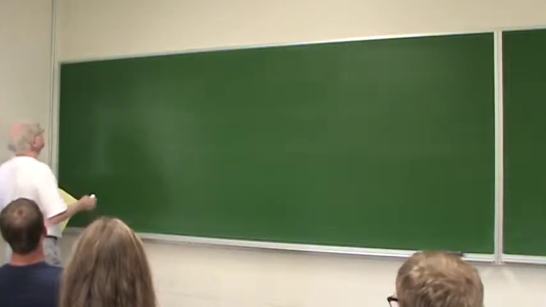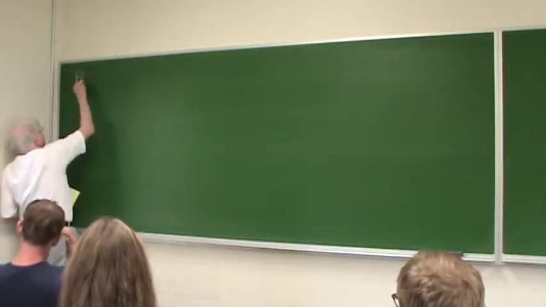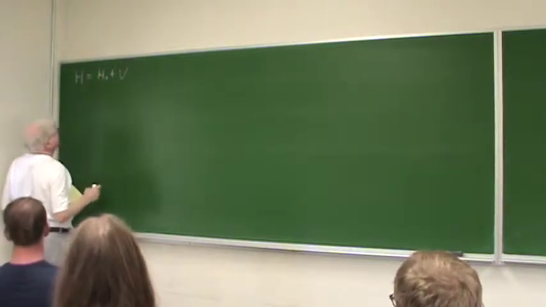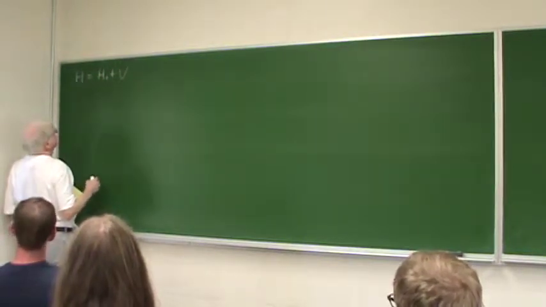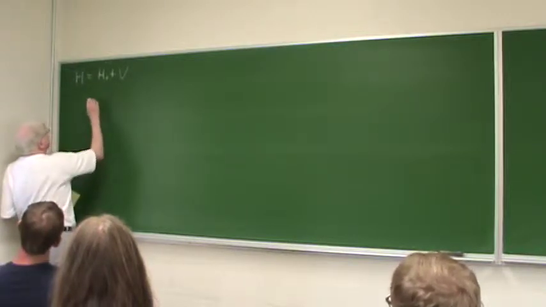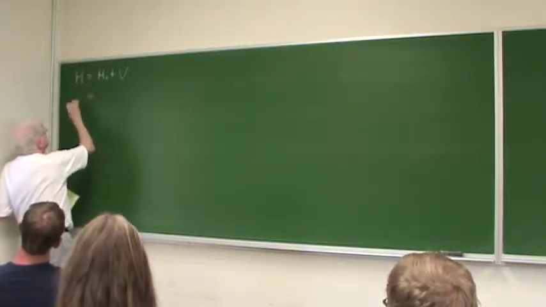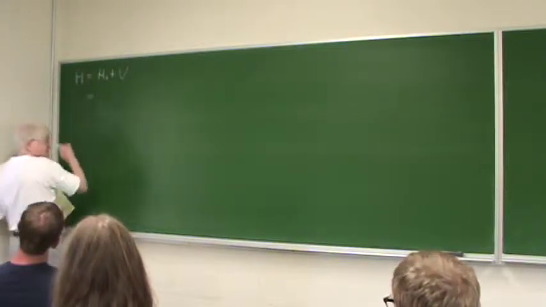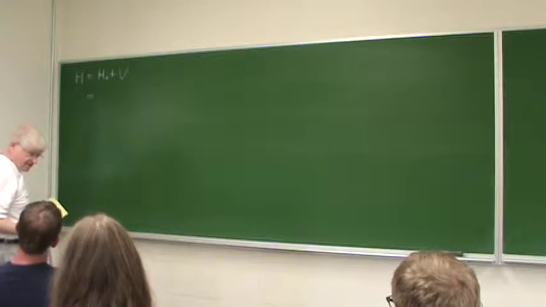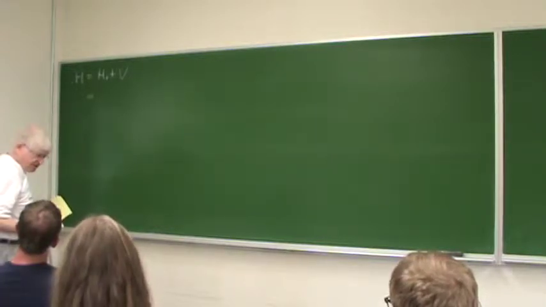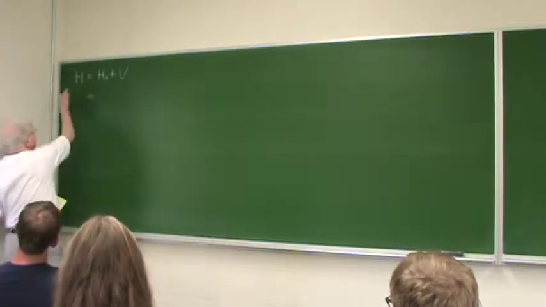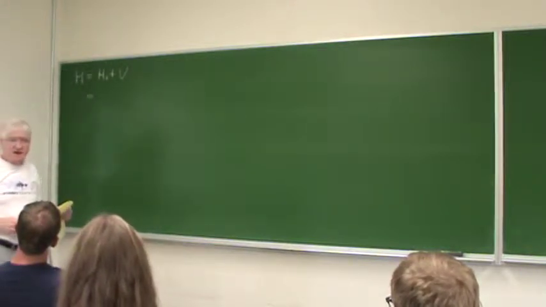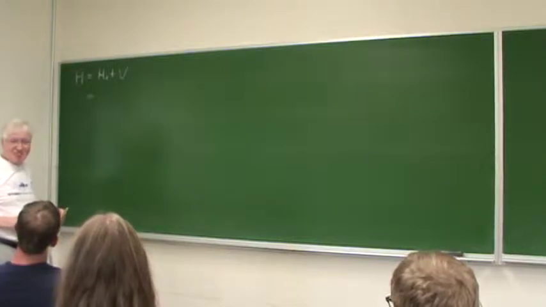In the interaction picture, first of all, we want the Hamiltonian, which would be H0 plus V. This would be in the Schrodinger picture. In the Heisenberg picture, this would be time independent, just because in the Heisenberg picture it is the Hamiltonian that evolves. So you could put e to the minus iHt and e to the plus iHt, but that would be gilding the lily.